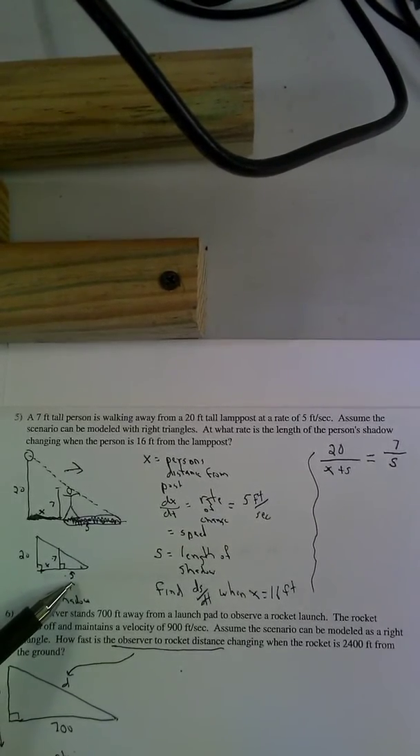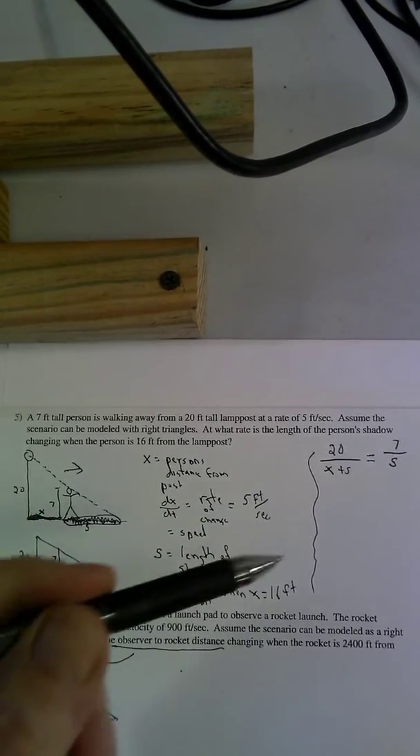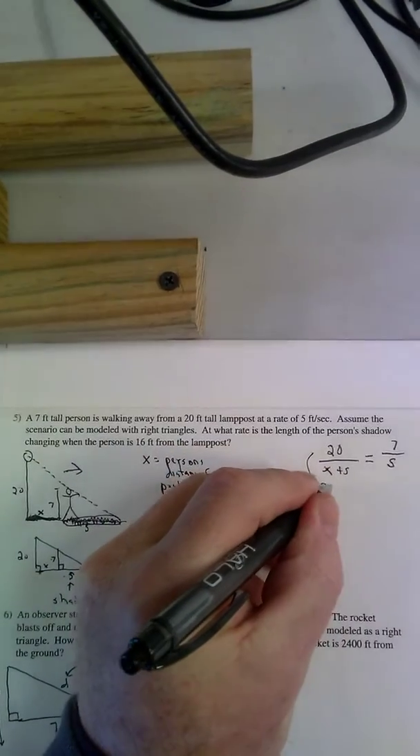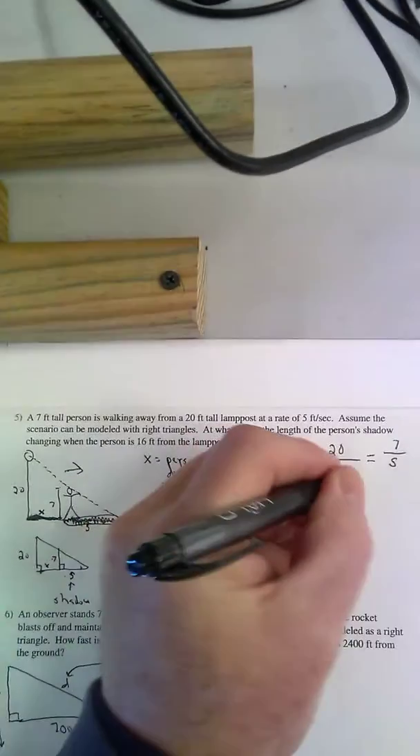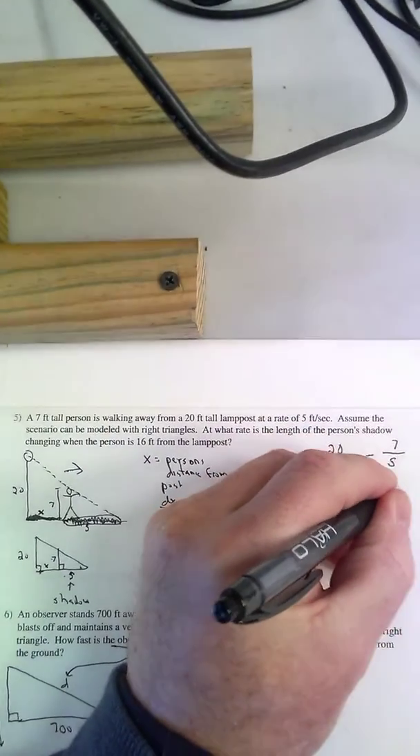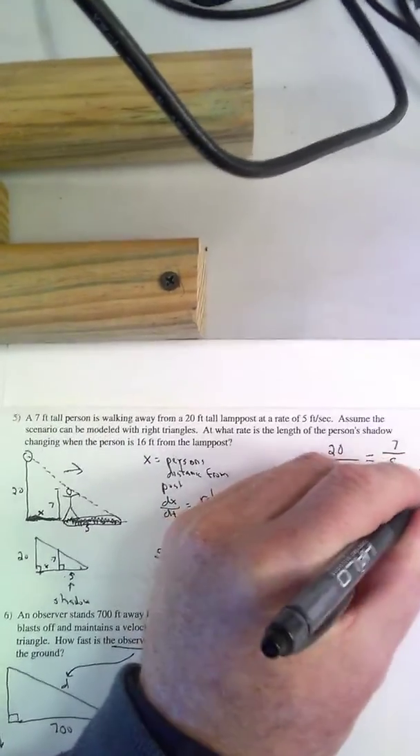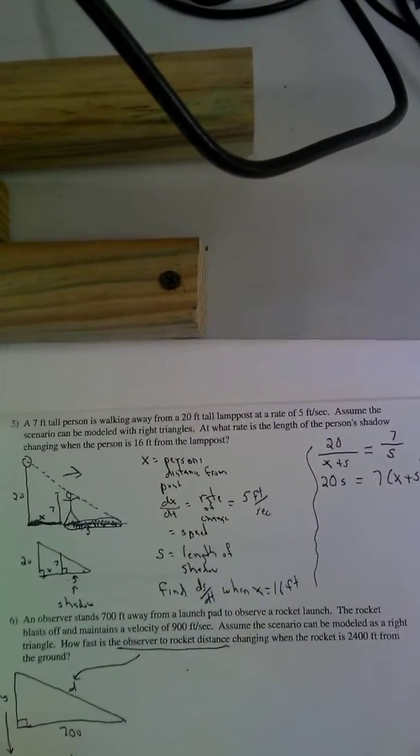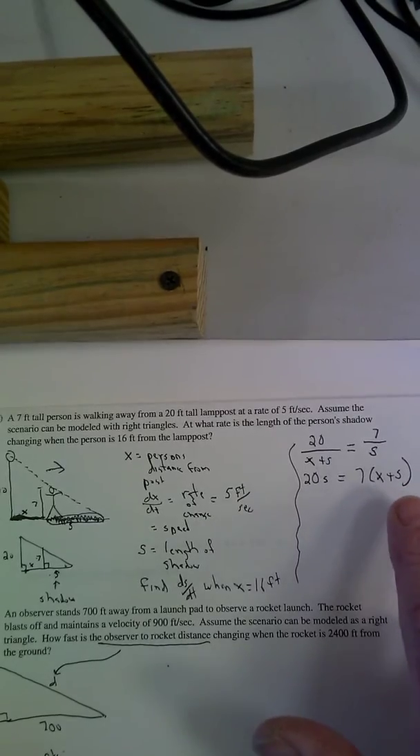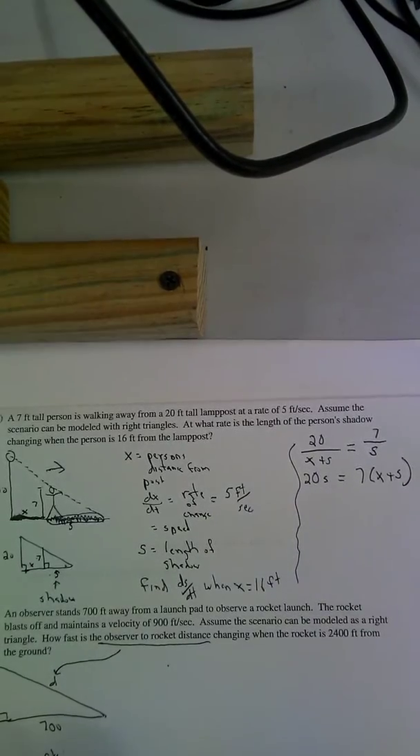So these are s's, not 5's, but if you cross multiply, 20s equals 7 times (x plus s). Now, if you distribute and then combine like terms, you can get s equals something with x in it, and then you can take the rate. Find the rate equation, and then find the rate you need.